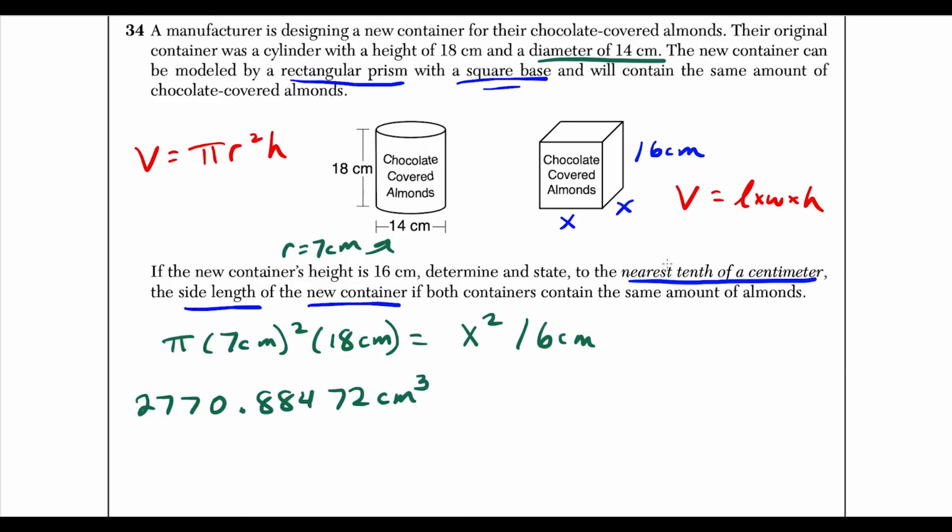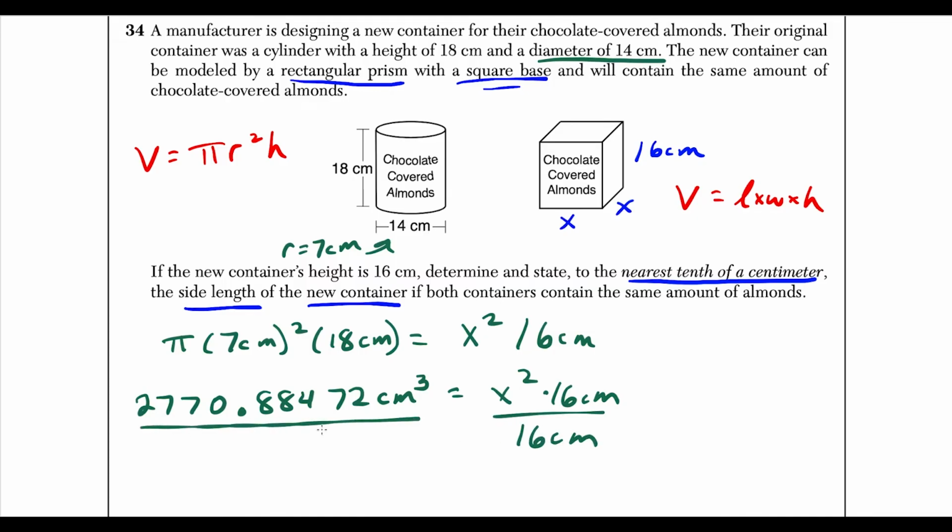This should be enough because we're going to round to the nearest tenth. But just a little word of advice, don't round to the nearest tenth at this step. Wait to the very, very end to round. And now this equals x squared times 16 centimeters. So now we're just going to divide both sides by 16 centimeters.